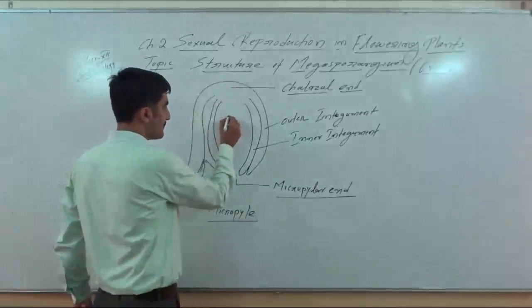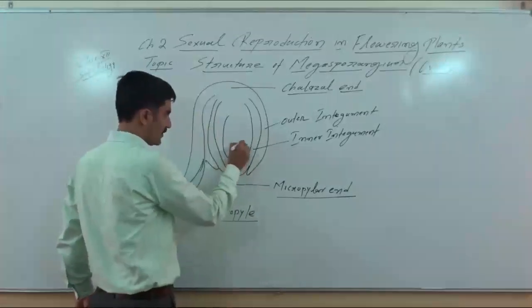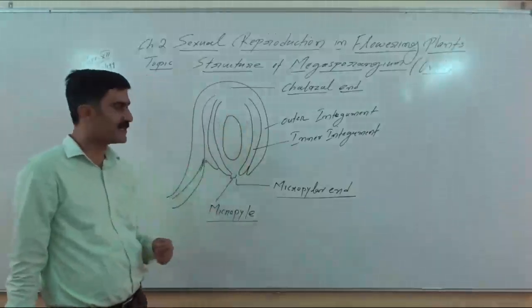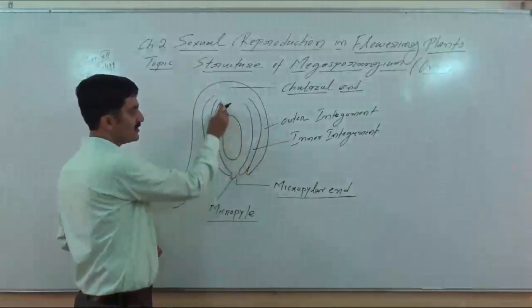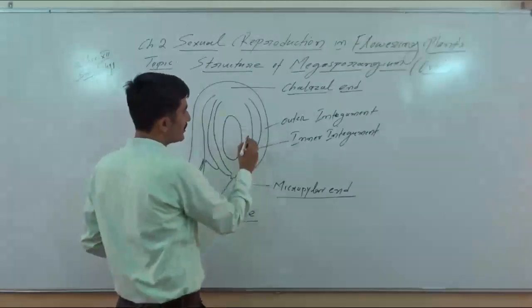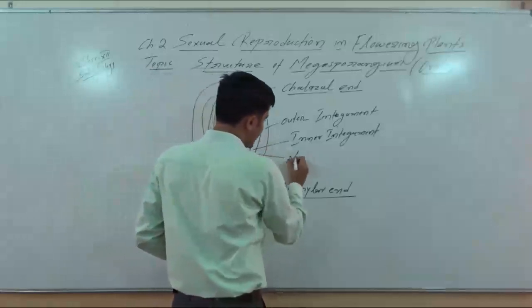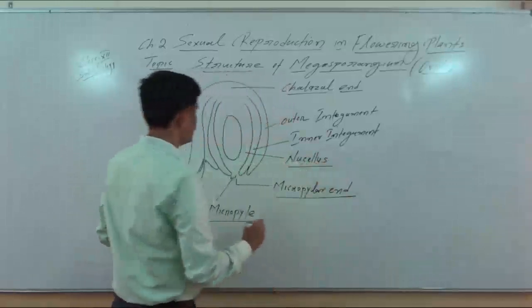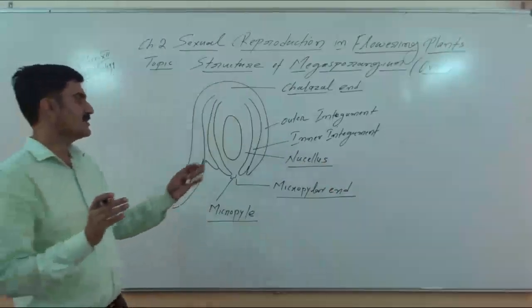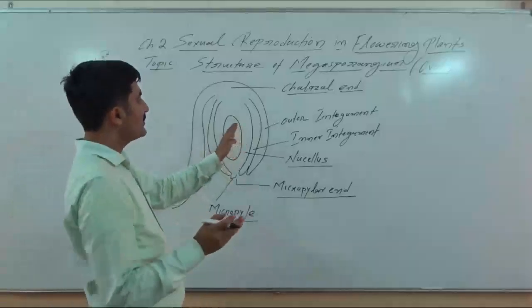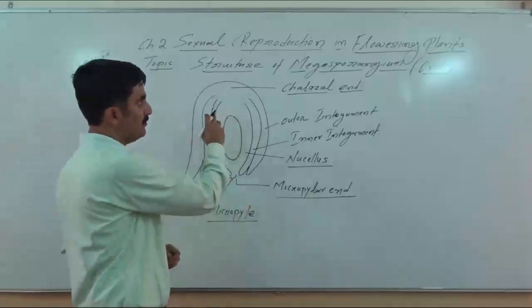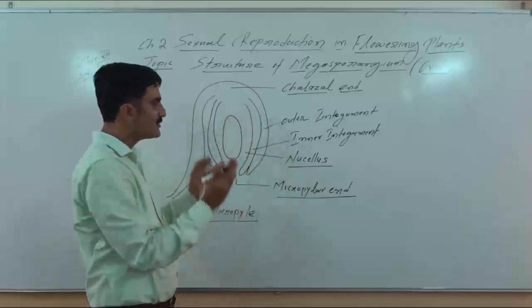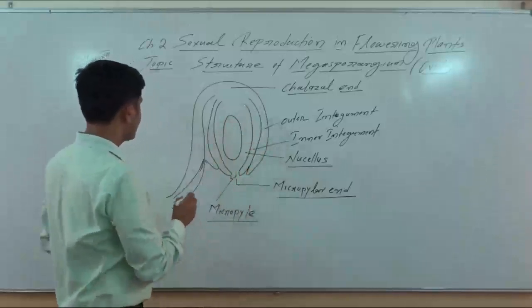Inside this, megaspore will develop. Here sporogenous tissue is present. In the surrounding of the sporogenous tissue, there is a tissue present. That tissue is called nucellus. This is very important. Nucellus is a mass of tissue which is present outside the megasporogenous tissue and inside the integument. It is protected inside the integument, right?